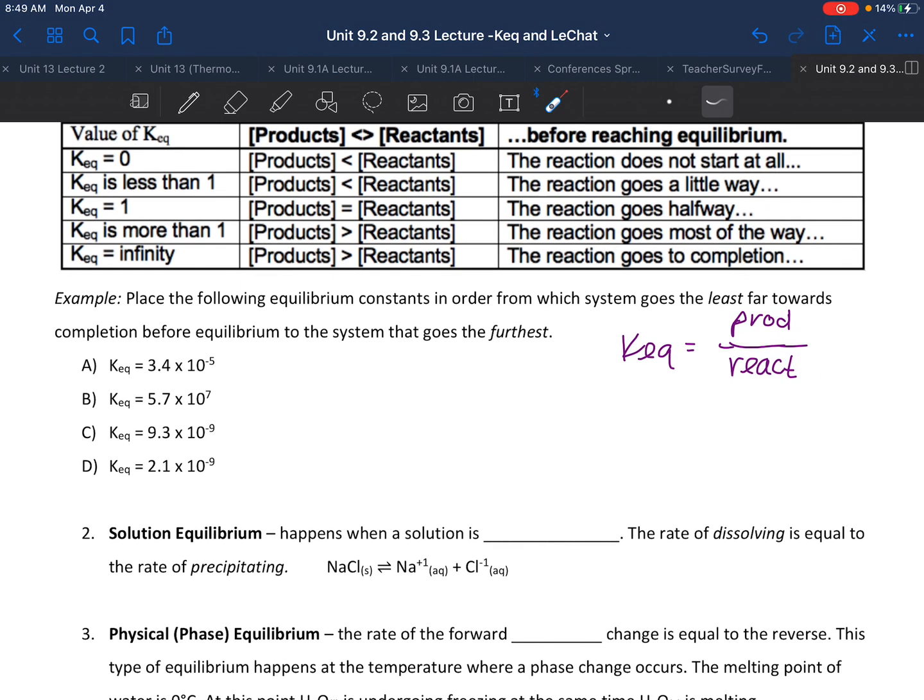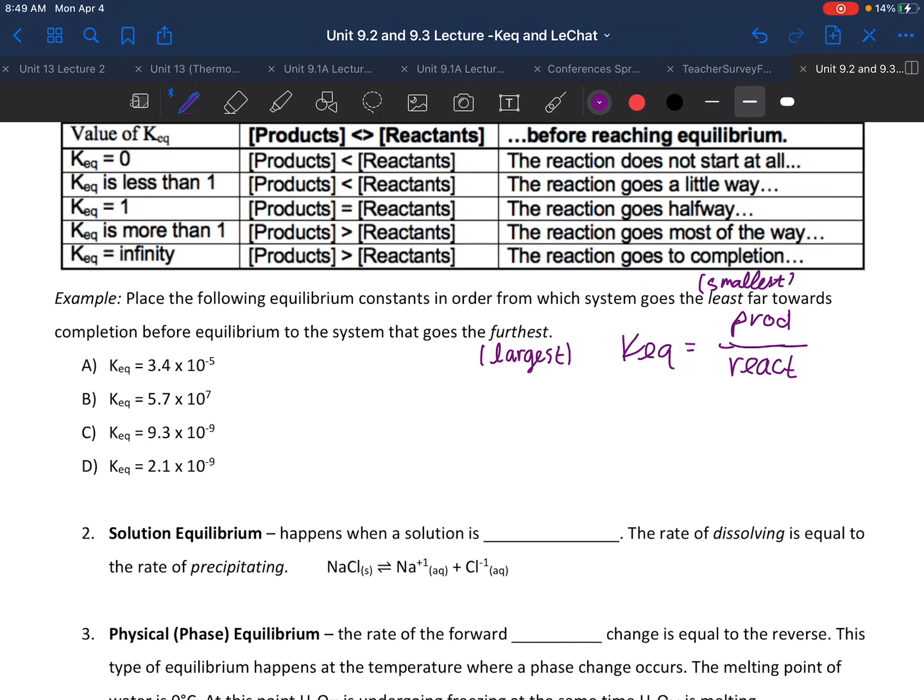All right, another big thing is just making sure that we know how to order powers of 10, because most of the time our equilibrium constants are going to look like this. Remember what it means to have a negative power of 10 versus positive, and which one's bigger. We're going to place these equilibrium constants in order from what goes the least far towards the furthest. The furthest is going to be the largest. The least is going to be the smallest.